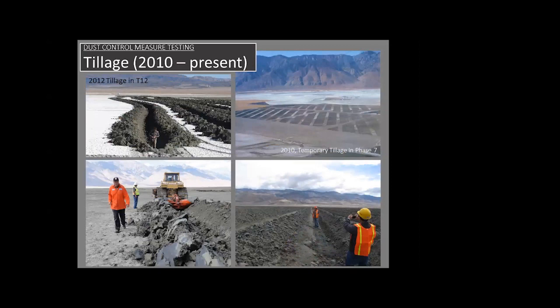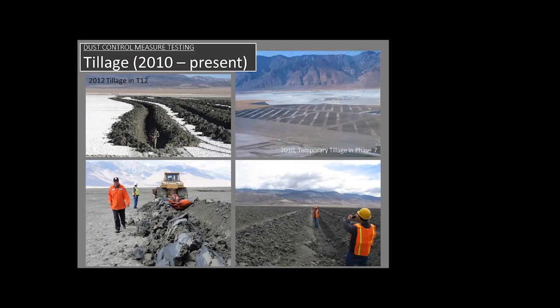The tillage has changed quite a bit over the years. Back in the 90s, it was done more as a uniform field of clods at the surface. Now it's done more as a surface roughness feature as well as the clodding on the surface. The model for the current way that they do tillage was based on temporary tillage that was done in 2010. This is an oblique air photo that shows several square miles of temporary tillage that was done in 2010 and part of the phase seven areas.